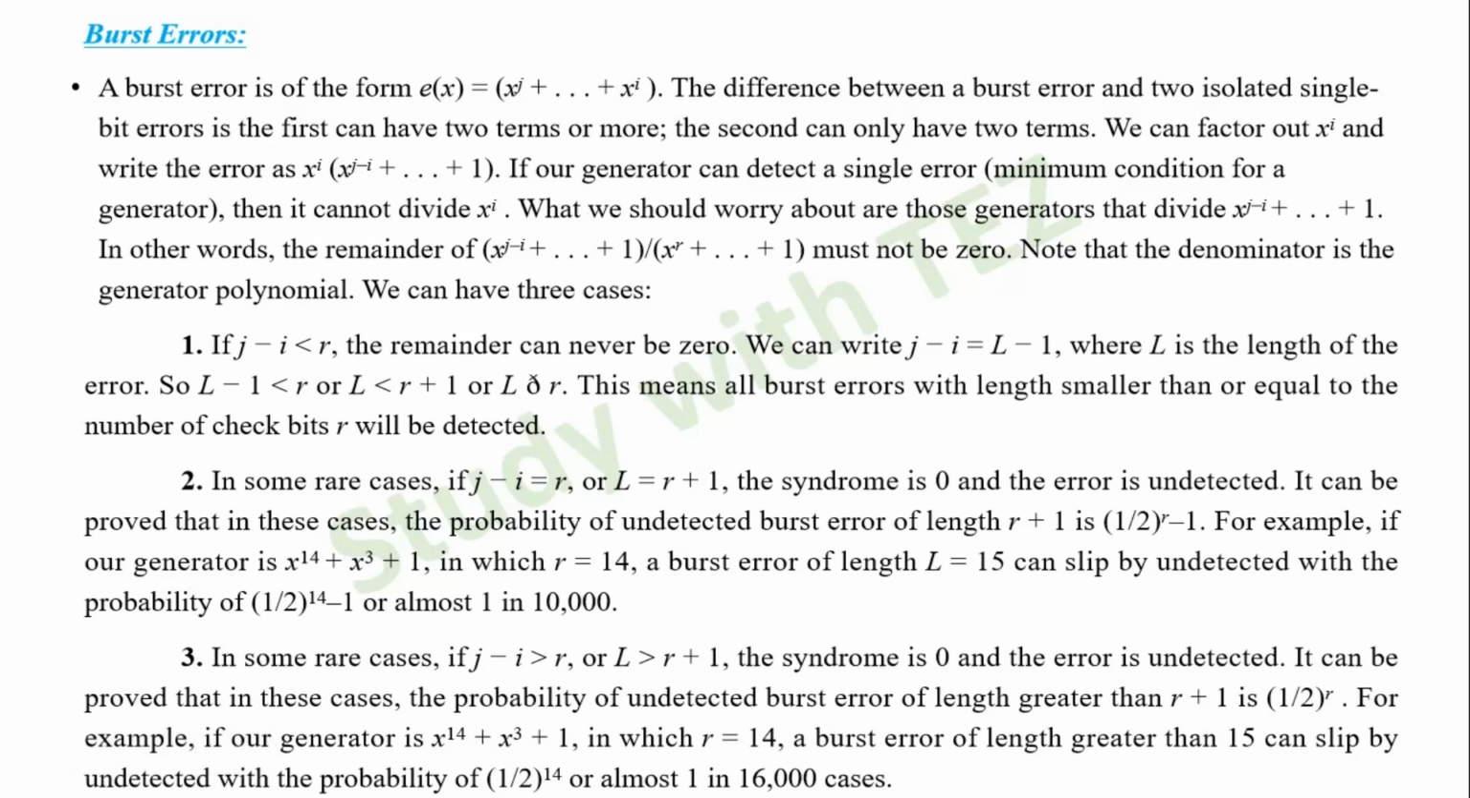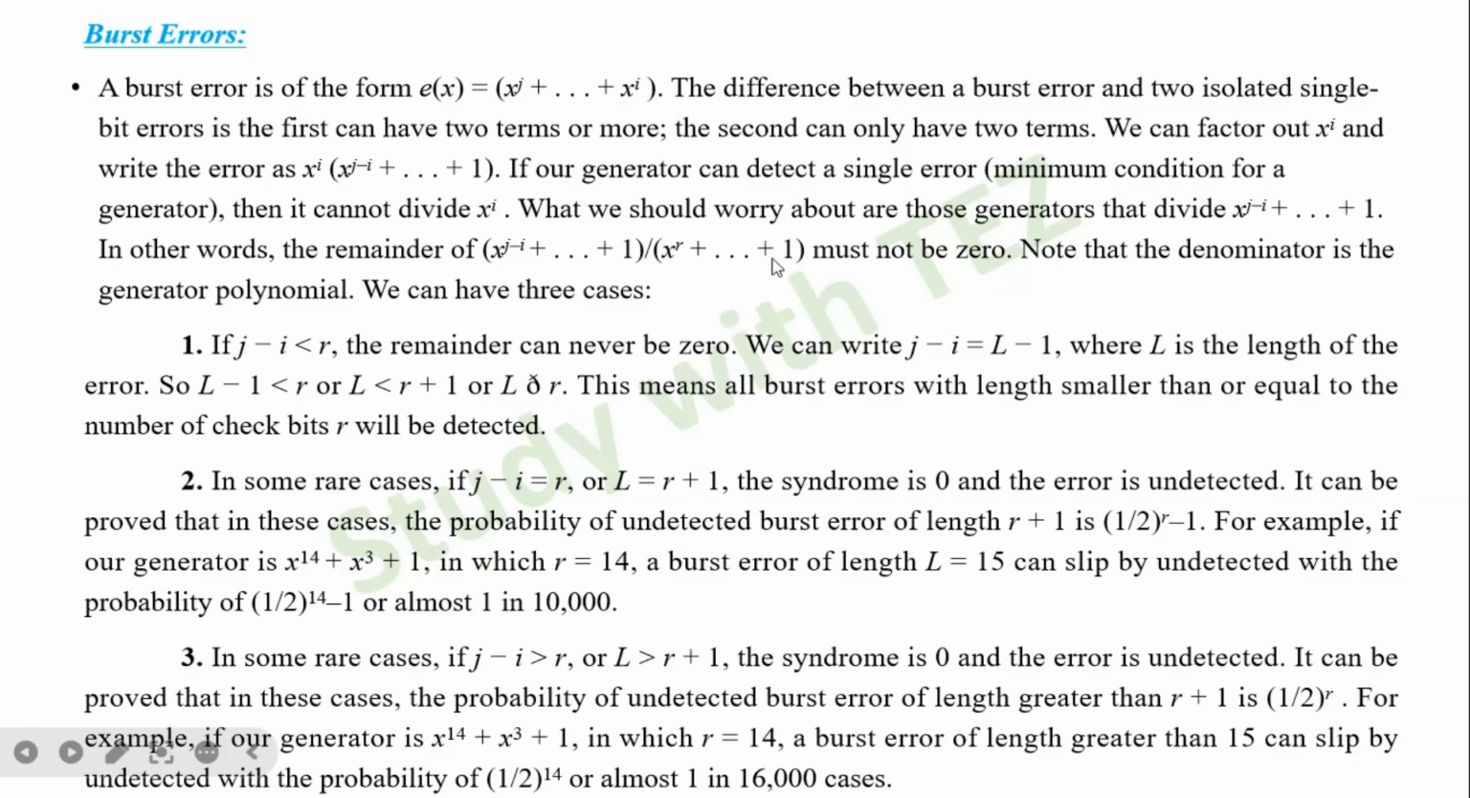the errors. Then that generator should not divide this. This should not be divisible by our generator. We have to make sure of that. So if our generator can detect single errors, then it cannot divide x to the power of i. Then we should also worry that those generators should not divide this. Only then it is possible.